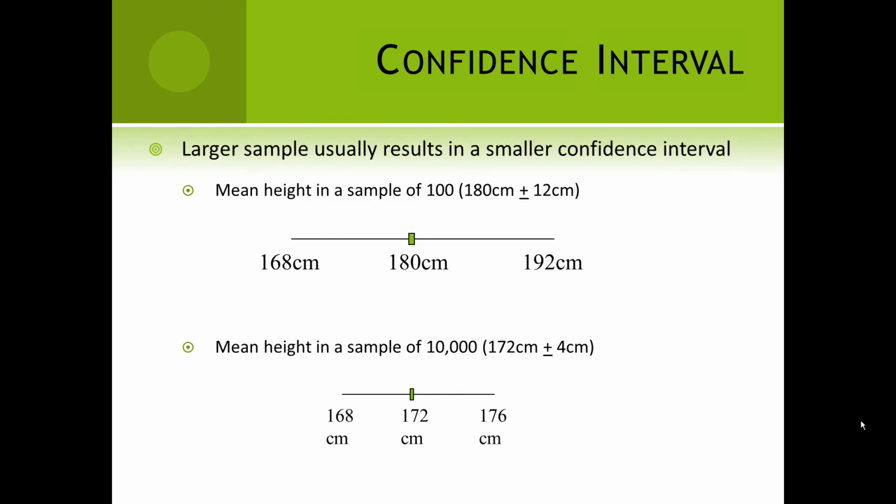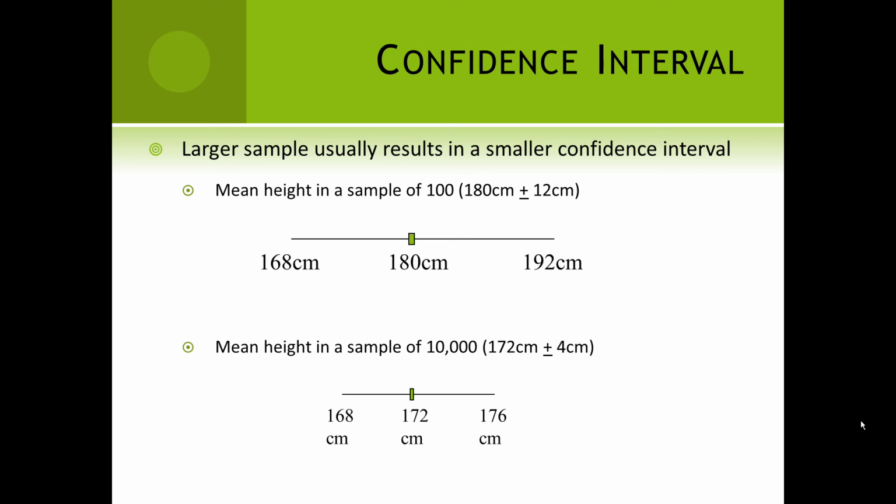So if we look at this example, if we had a mean height in a sample of, say, 100 people, and we worked it out to be 180 centimetres, and then the room for error, the confidence interval, is plus or minus 12 centimetres. If we put that around either side of 180 centimetres, it means that the true value, while we got a result of 180, could lie anywhere from 168 centimetres up to 192 centimetres.